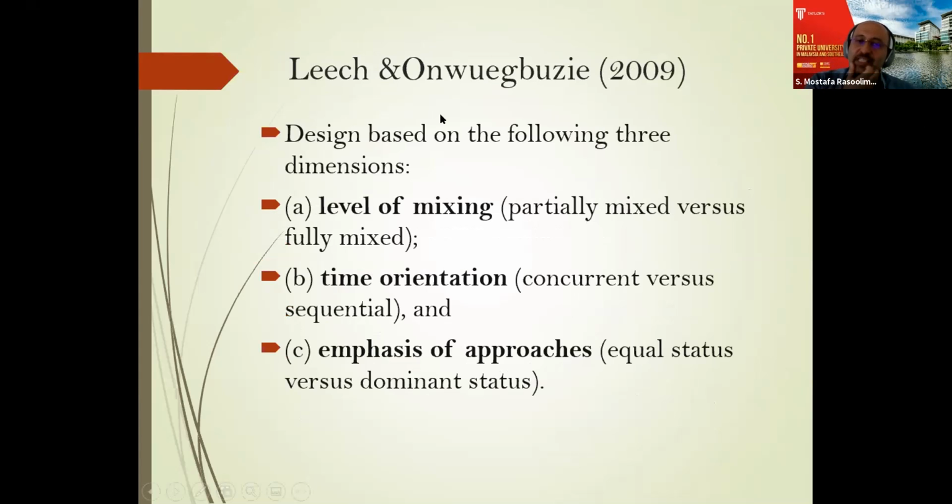Another categorization is actually done by this study, right? In this study, we have three main criteria for designing mixed method. Level of mixing is partial or full. Time orientation is concurrent or sequential. Which comes first? And equivalent or dominant.